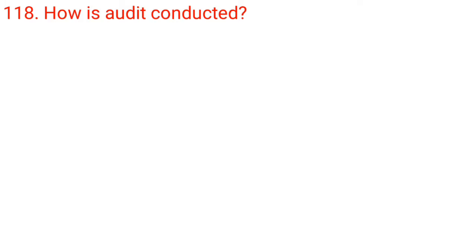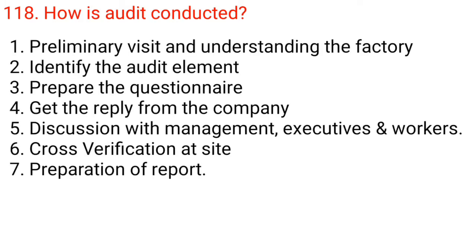118. How is an audit conducted? 1. Preliminary visit and understanding the factory. 2. Identify the audit elements. 3. Prepare the questionnaire. 4. Get the reply from the company. 5. Discussion with management, executives and workers. 6. Cross-verification at site. 7. Preparation of report.